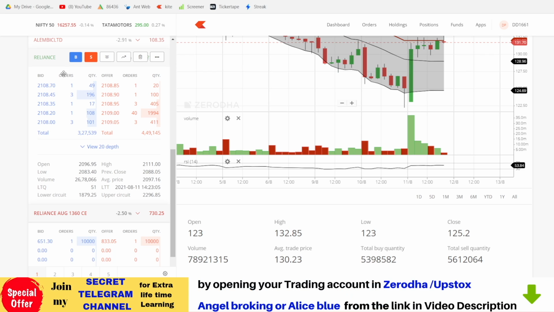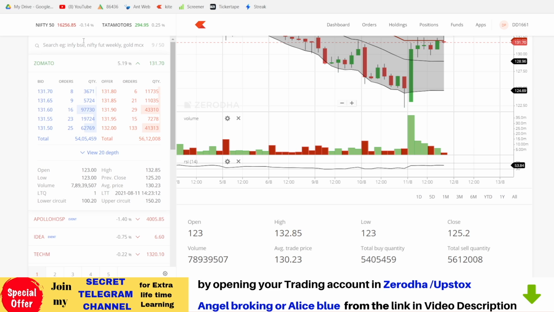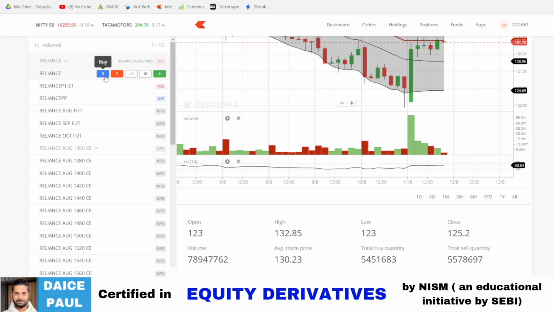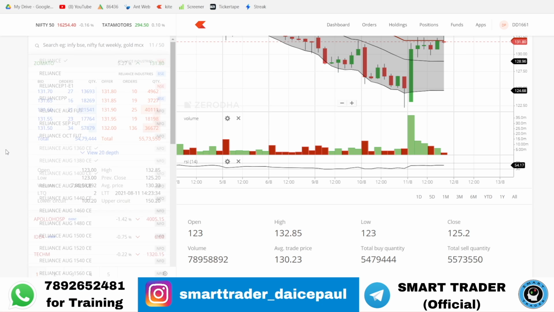Now, like I told you, it comes in derivatives. So for Reliance, this is a stock. If you want an option, you can just go and search in whichever broker you're using. Let's say you have Reliance here. You have futures here, August, September, October. After that, you have the options, CE, PE and all these options.